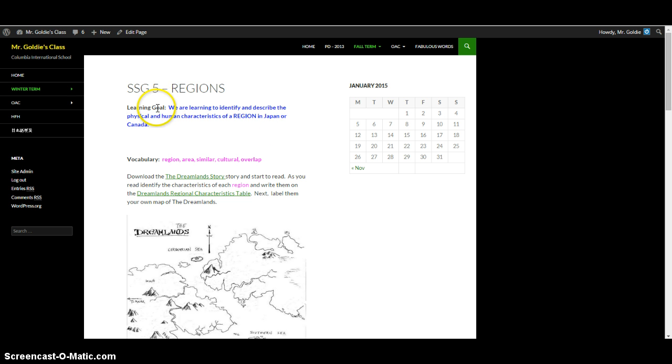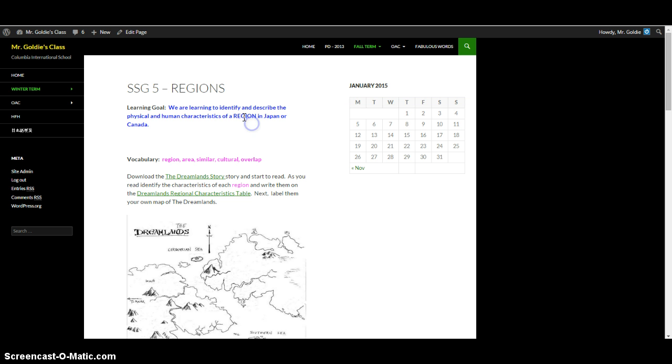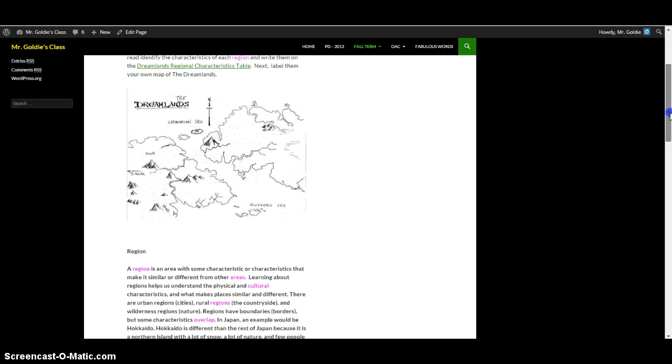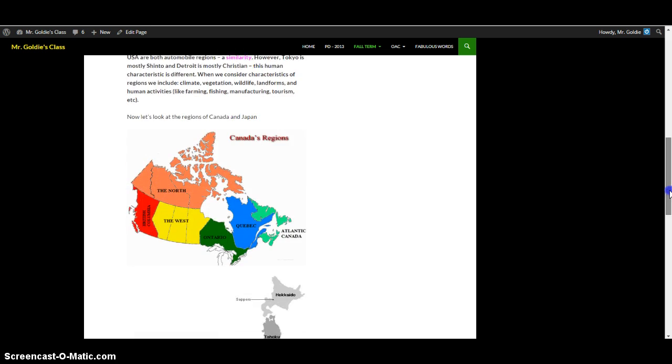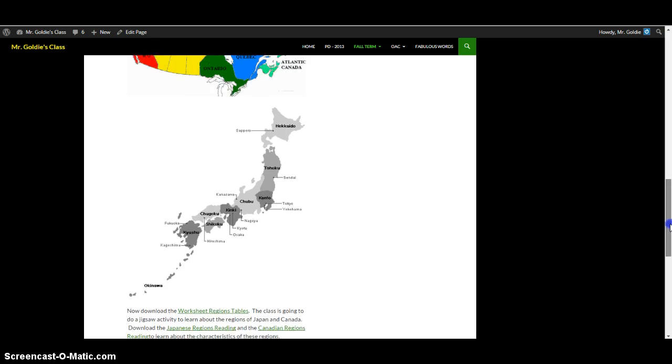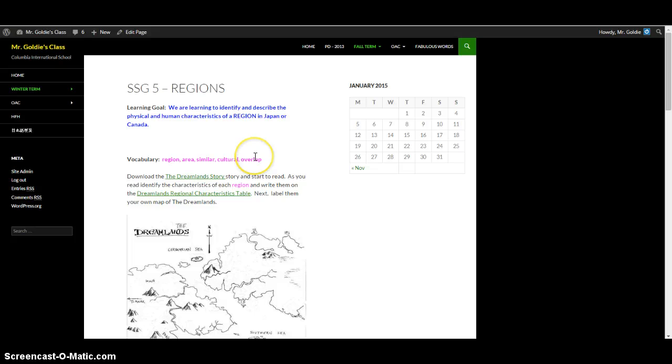Our learning goal is this. We are learning to identify and describe the physical and human characteristics of a region in Japan or Canada. This is your AWL: region, area, similar, cultural, and overlap. You can find those words written in pink all here. So please use them and add them to your AWL list. Okay, there will be a quiz.